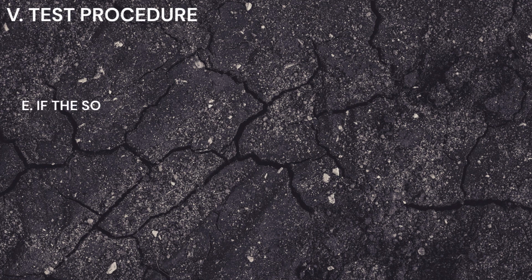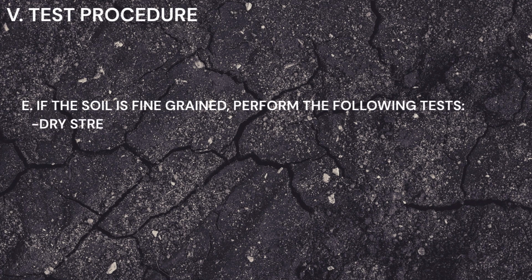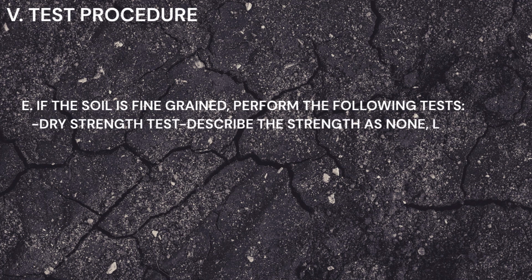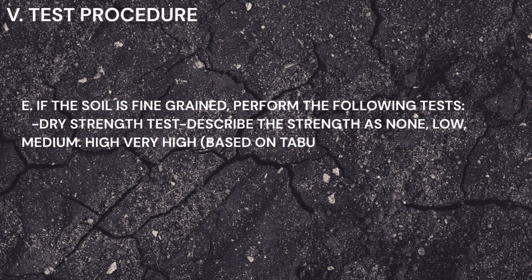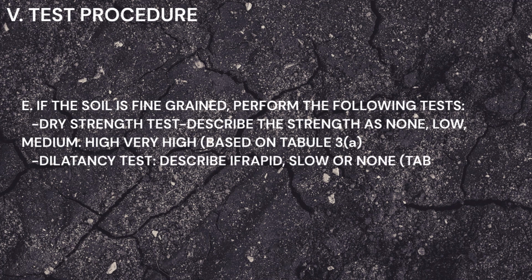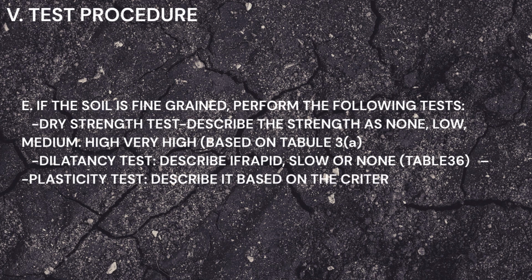If the soil is fine-grained, perform the following tests. Dry strength test: describe the strength as none, low, medium, high, or very high based on Table 3A. Dilatancy test: describe it as rapid, slow, or none, Table 3B. Plasticity test: describe it based on the criteria in Tables 3C and 3D.